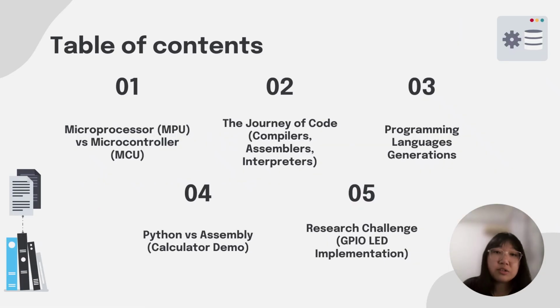So here is the overview of what I will be covering. First, we are going to settle the debate, the microprocessor versus the microcontroller. Basically, what is the difference and why should you care about it? Then we'll look at the journey of the code, like how do English words on my screen turn into electricity in the CPU. And we will quickly cover the generations of the languages, basically the history of coding.